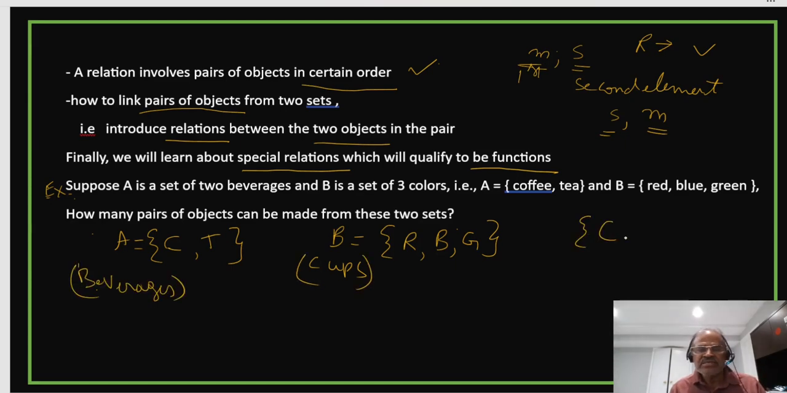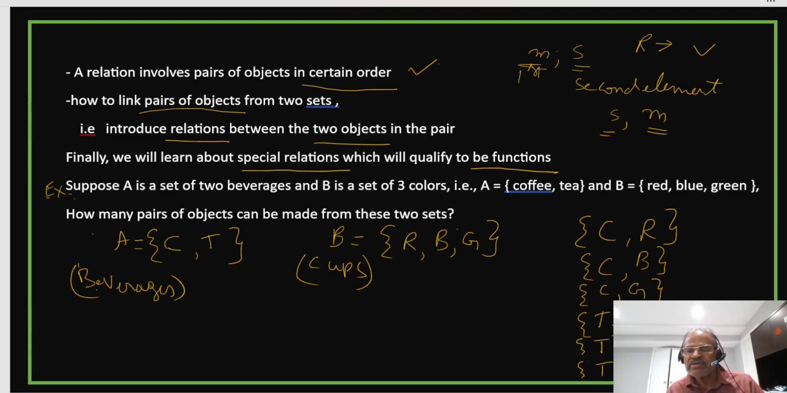Coffee with red, also coffee with blue, coffee with green. That is coffee with all three colors. And now tea: tea in a red cup, tea in a blue cup, tea in a green cup. So in total how many pairs can we make? Totally six. This set has two elements, this has three, so the product is six. So totally six pairs we can make.